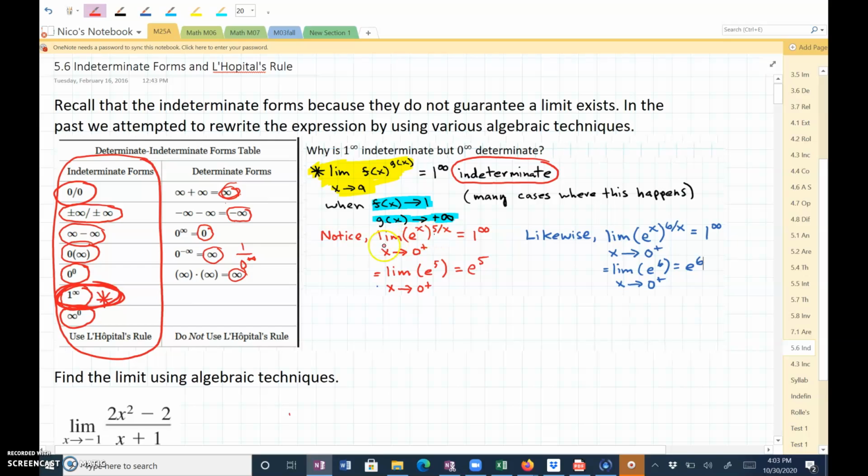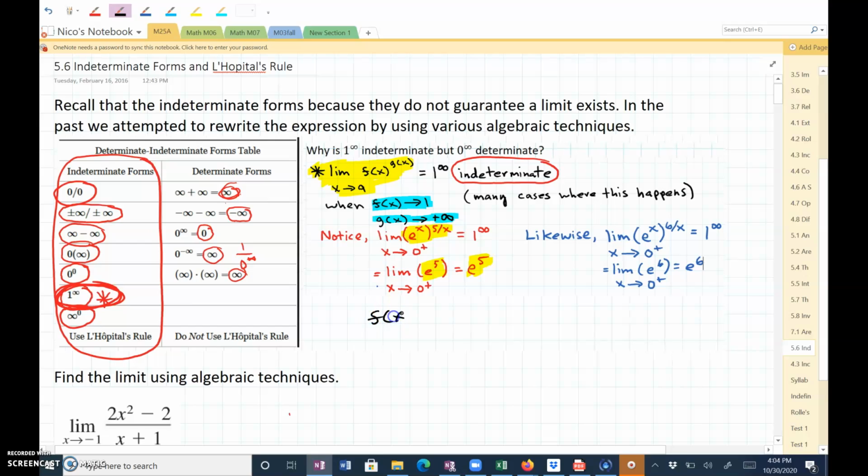So look at this example below here. Let's say we had the limit of e to the x, raised to the 5 over x power. And this is going to equal 1 to the infinity, which is actually indeterminate, when x approaches 0 coming from the right. Let me show you why. Notice here, if I simplify that, that's going to give me this. Then if I evaluate the limit, that would be e to the 5th.